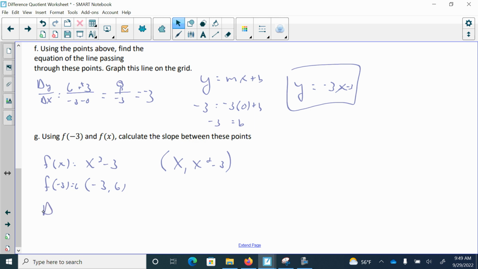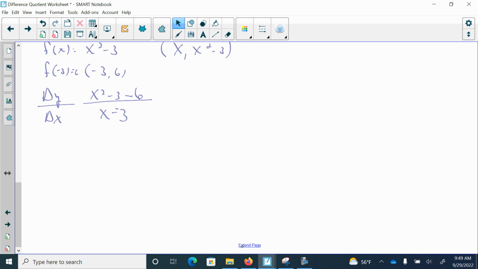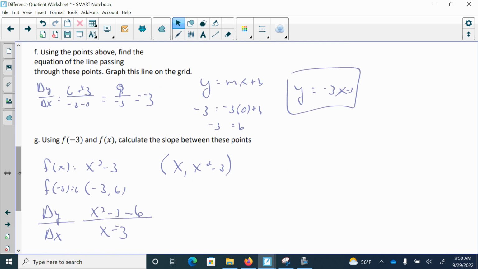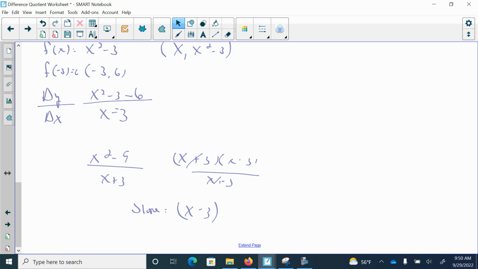So now I have to calculate the slope, change in y over change in x. So I'm going to do this one first. I'm going to do x squared minus 3 minus 6 over x minus negative 3. So I'm going to have x squared minus 9 over x plus 3. So that factors as x plus 3, x minus 3, over x plus 3. Those will simplify to x minus 3. And it wants me to calculate the slope, yes? So that's going to be the slope. So depending on where I am, I'm going to substitute my x value in. Yes. Any questions on that?